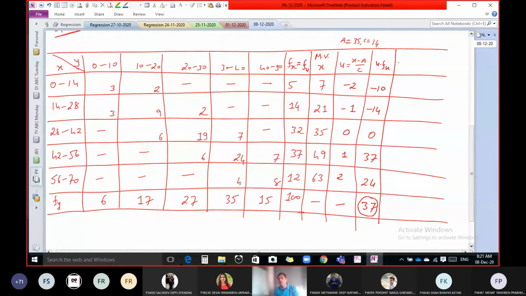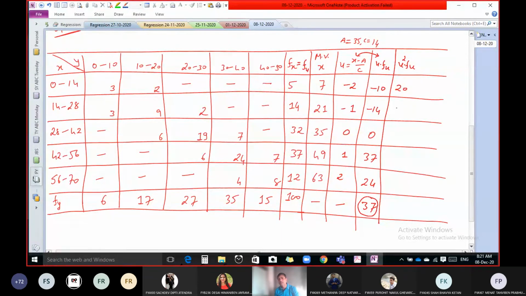Now one more column you require to prepare here, u square into fu. So you have two choices. Take the square of u and multiply with frequency. So minus 2 square, that is 4. 4 into 5, that means 20. Or you can simply multiply these two numbers, because u into u into fu, that is minus 2 into minus 10, 20.